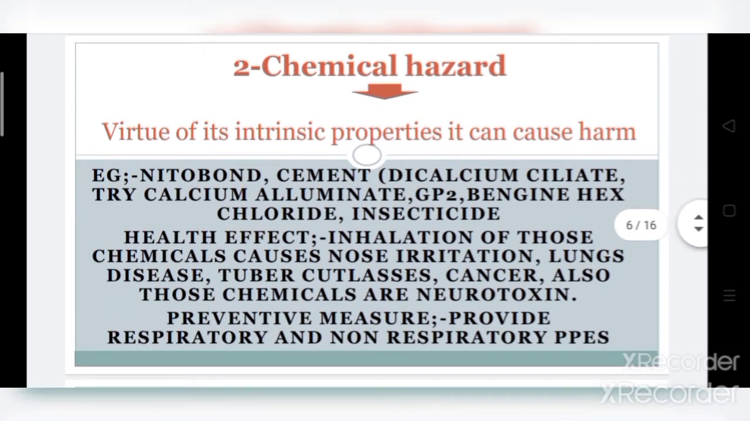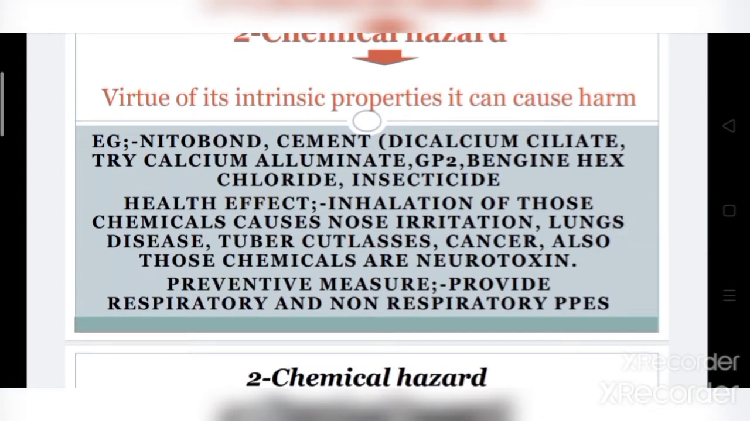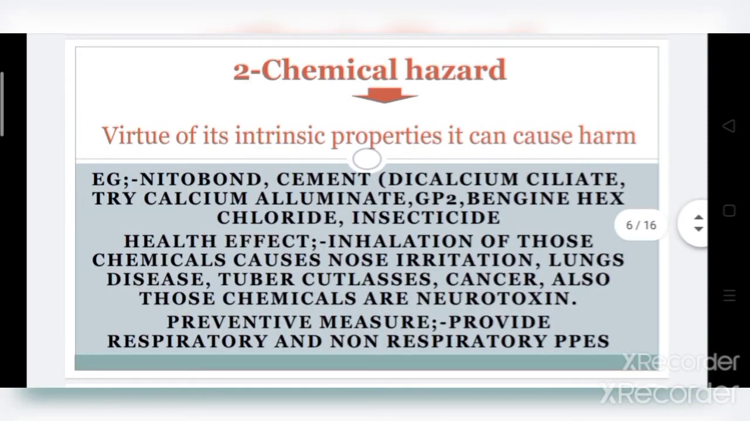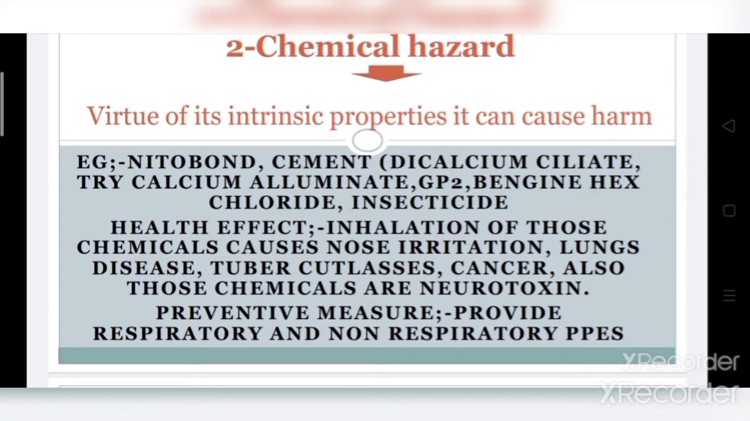Then the second thing is chemical hazard. Chemical hazard means, by virtue of their chemical properties, the chemicals present around us affect or damage our body. The nature of chemicals is always to harm our body. In our construction or industry, many chemicals are present which harm us. First, in the construction field we must use cement. Cement is made of dicalcium silicate and tricalcium silicate. Also we use GP2 and different types of pesticides, like dichlorodiphenyltrichloroethane. Many types of chemicals are used in the construction field.